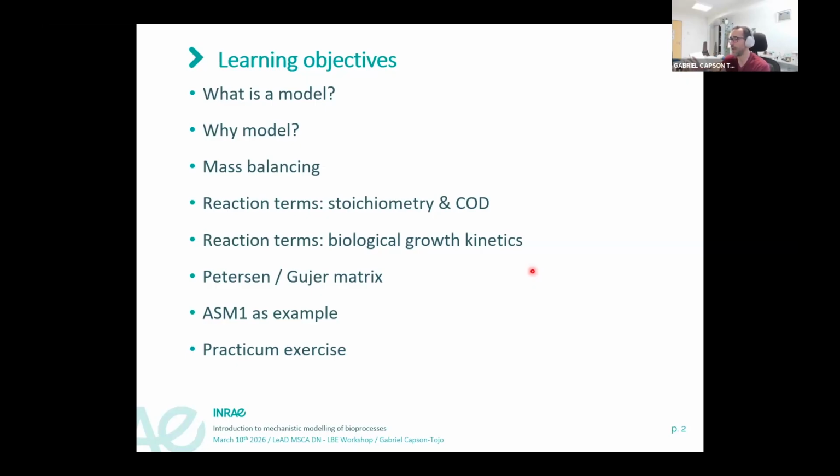I'm going to describe later on how we usually present these mechanistic models of bioprocesses, which is usually in a matricial form, which is called Gujer matrix or Petersen matrix, however you want to name it. And then we're going to go through an example with the ASM, the Activated Sludge Model 1. And then we're going to do a practicum, for which I'm going to have to ask for your participation again, otherwise it's going to be very boring because I don't pretend to do this again. So I expect you to do it. So please, at least for that part, switch on your cameras and open your mics. And let's see if we can make it interactive, at least for the final part.